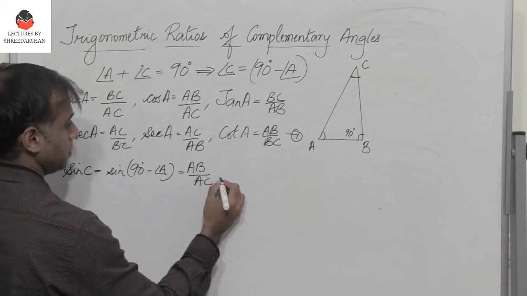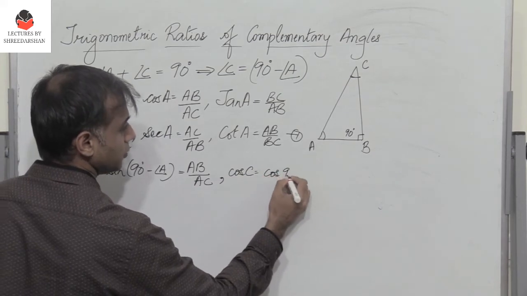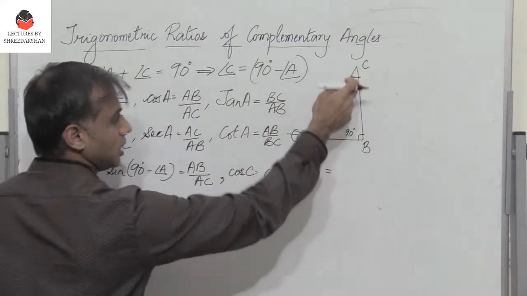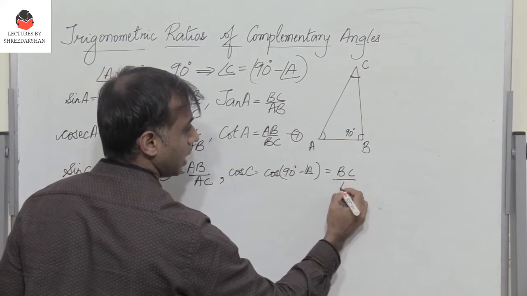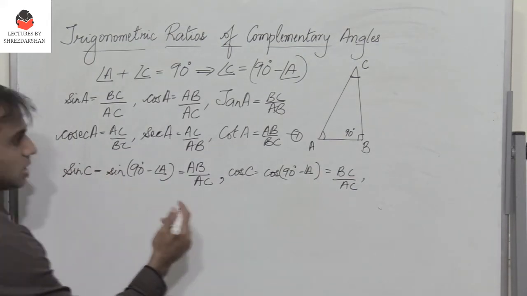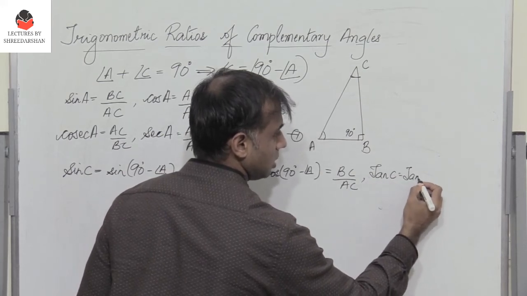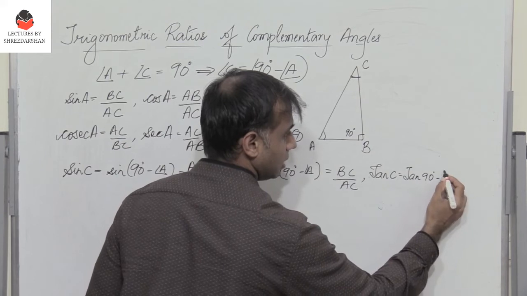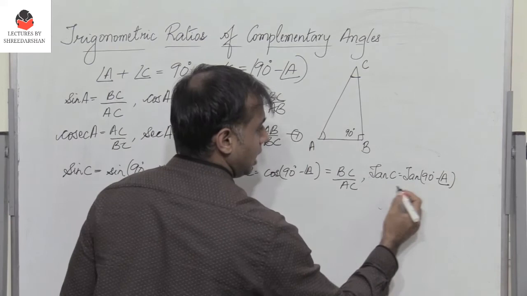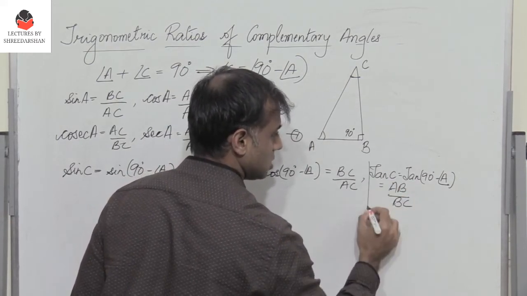So similarly, what is cos C? It is nothing but cos of 90 minus angle A. So you have the adjacent side BC divided by the hypotenuse AC. Right? Next, what is tan C? So this is nothing but tan of 90 minus A. Okay? Which is opposite side AB divided by adjacent side BC. So this is tan C.